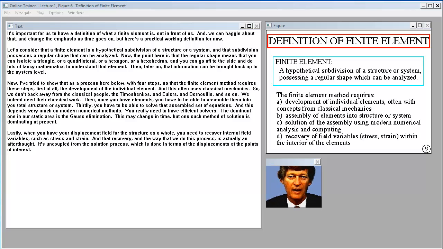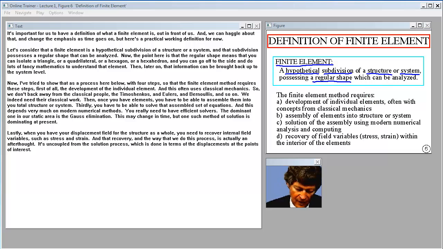It's important for us to have a definition of what a finite element is out in front of us, and we can haggle about that and change the emphasis as time goes on, but here's a practical working definition for now. Let's consider that a finite element is a hypothetical subdivision of a structure or a system, and that subdivision possesses a regular shape that can be analyzed.